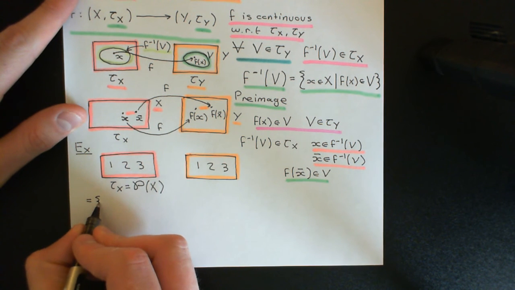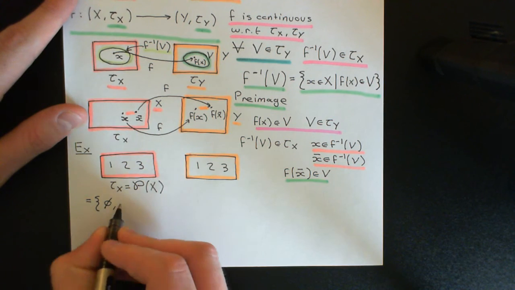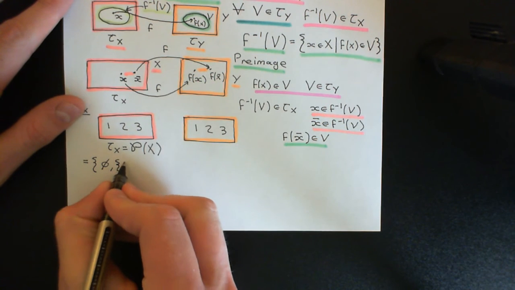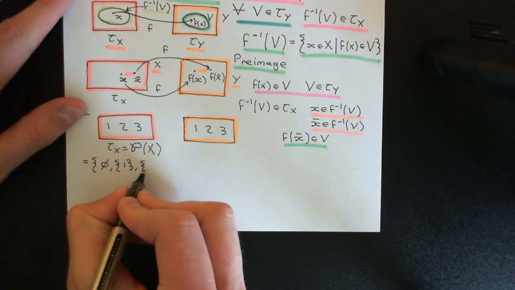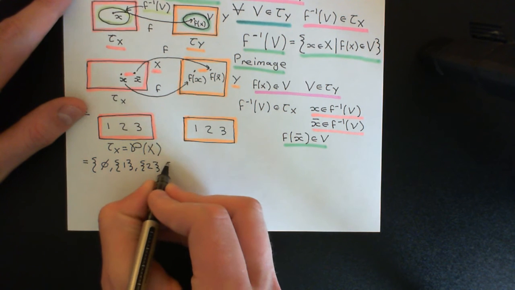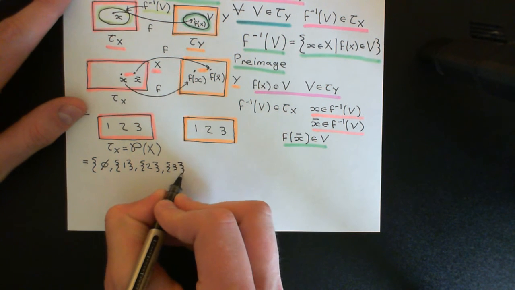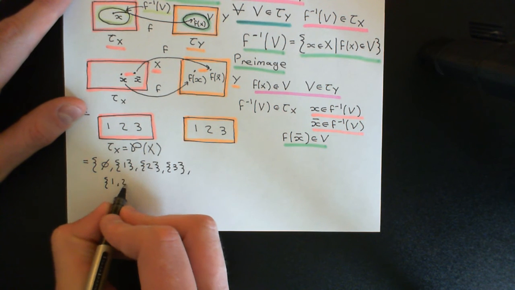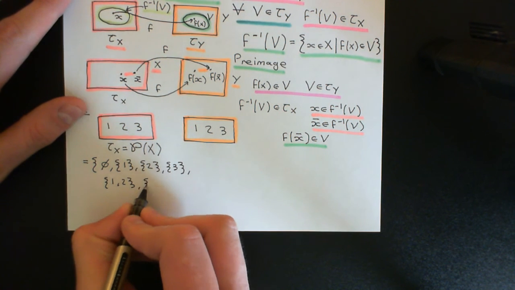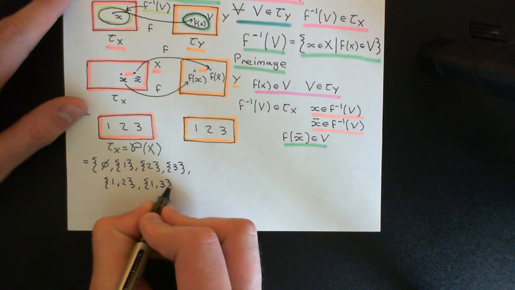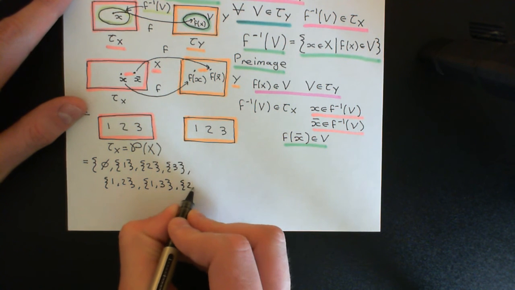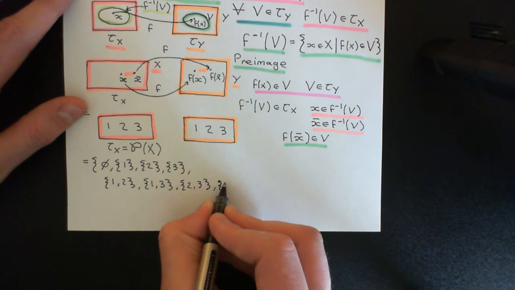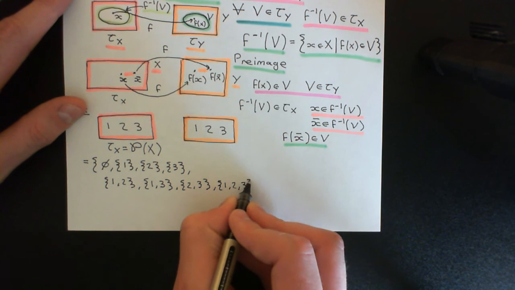So to write this out explicitly, you're going to have in here the empty set, and I'll just move this up a little bit. You'll have the empty set, you'll have all the singleton sets, so you'll have the set containing 1, the set containing 2, the set containing 3 here. Then you'll have the pairs, so you'll have the set containing 1 and 2, the set containing 1 and 3, and finally the set that contains 2 and 3, and then finally you'll have the entire set, which is the set containing 1, 2, and 3.